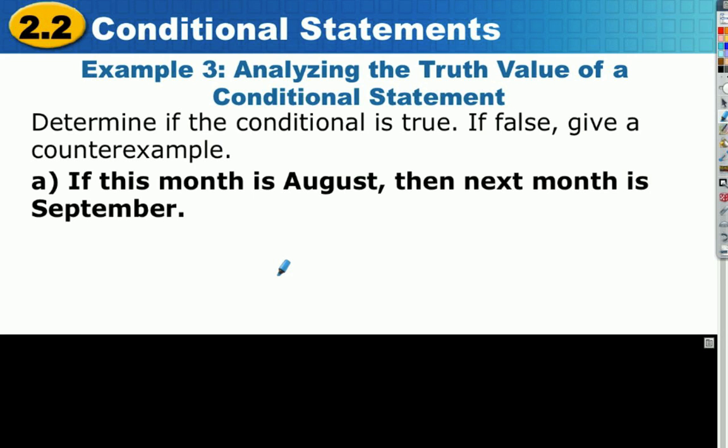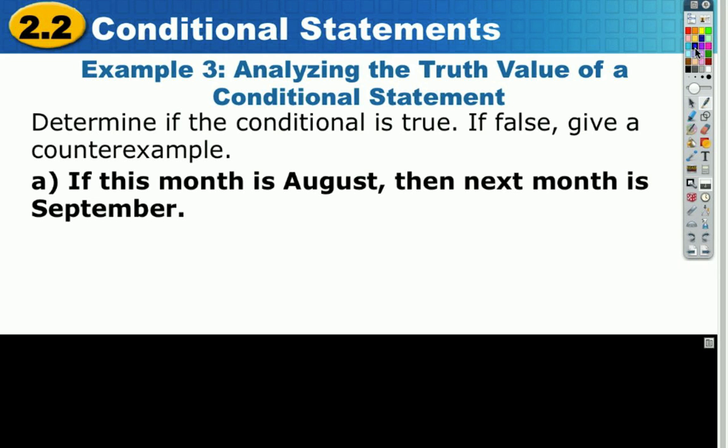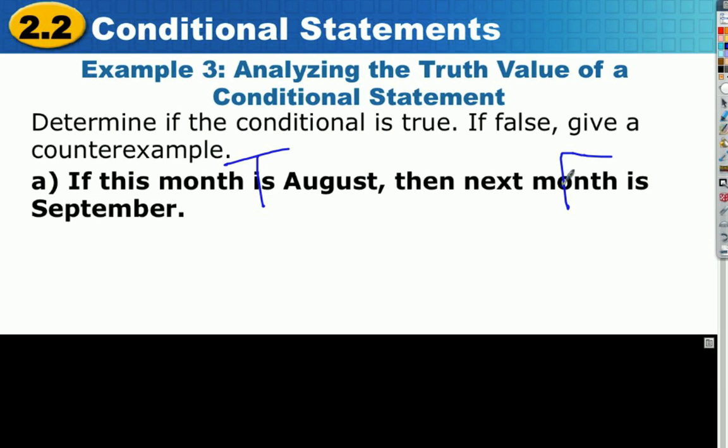Okay? So if it's currently August, then the statement is true. Is there any case where it's August but the next month is not September? Is there any case where this would be true and this would be false? Is there any case that you can think of? David. The end of the world.